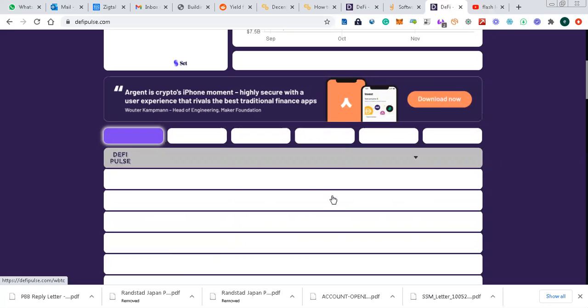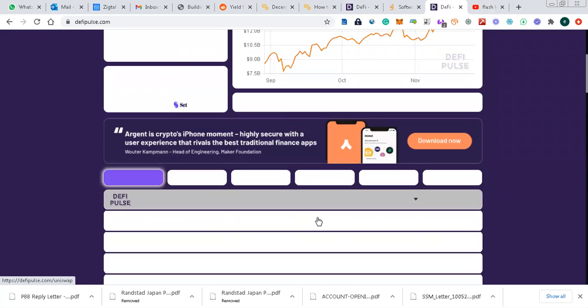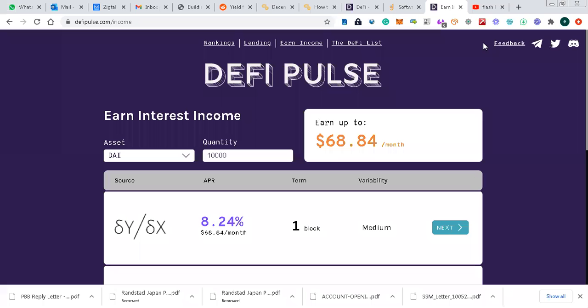I don't know why this is not working. Hold on. Yes, sorry about that. I was looking at the right page.